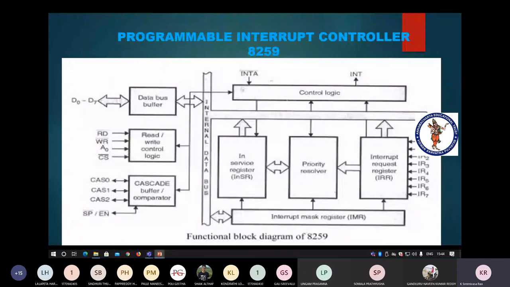Next one is the interrupt mask register. What do you mean by masking? What do you mean by mask?